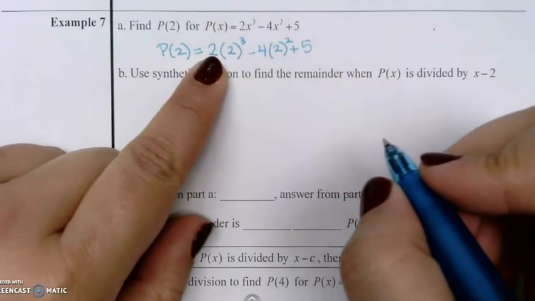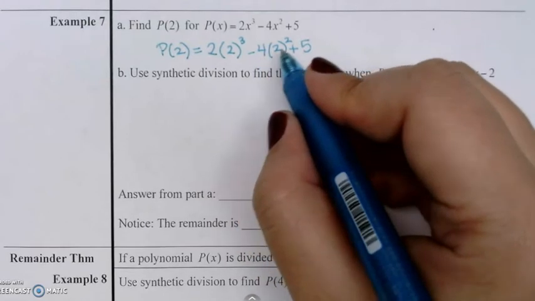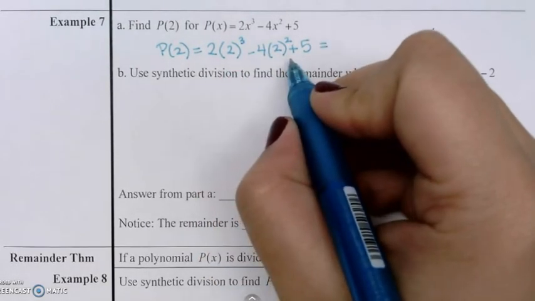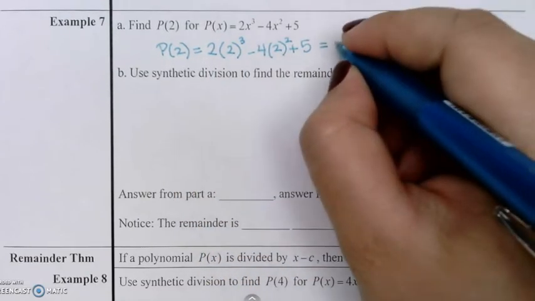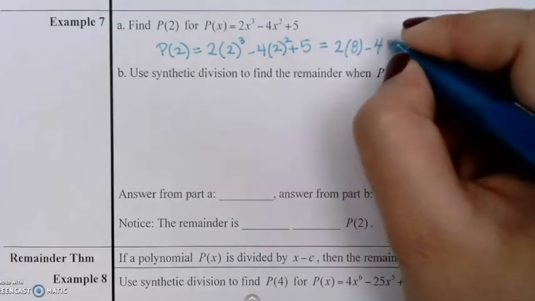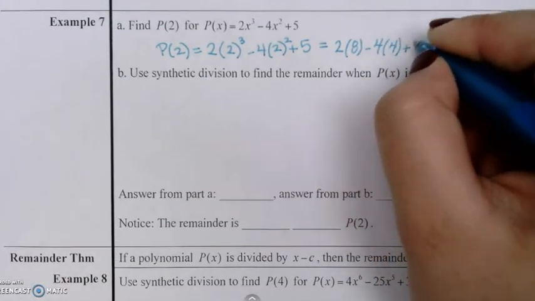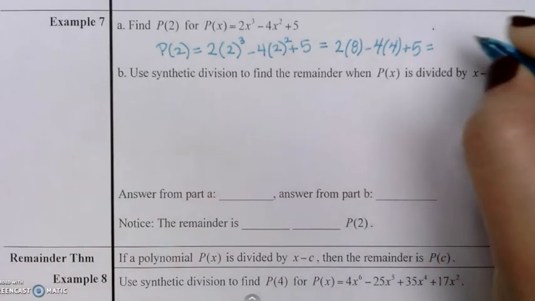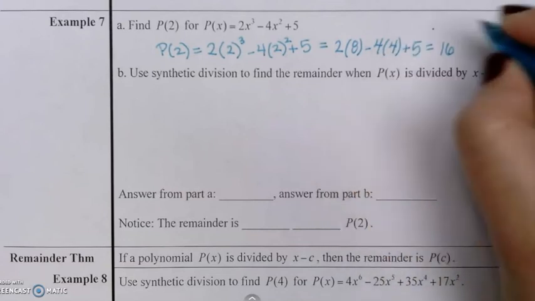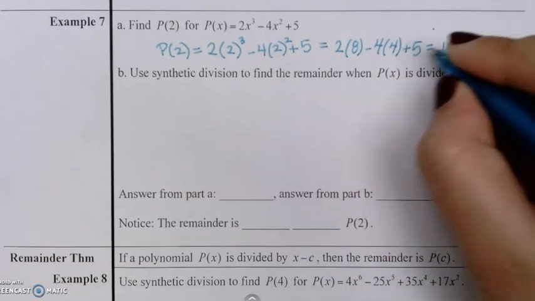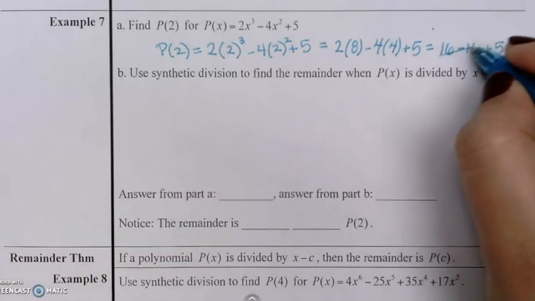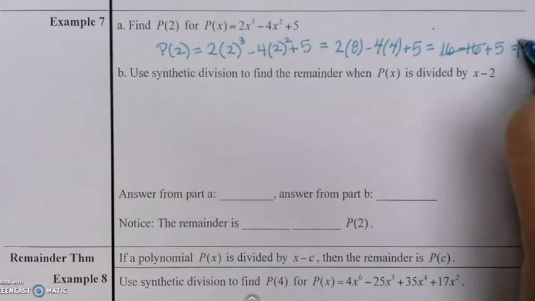So we have 2 times 2 cubed minus 4 times 2 squared plus 5. Order of operations is we do the exponents first. 2 cubed is 2 times 2 times 2, which is 8, minus 4 times 2 squared is 4, plus 5. Next, we do multiplication and division. 2 times 8 is 16. Negative 4 times 4 is minus 16, plus 5. Now with addition and subtraction, 16 minus 16 is 0, so our solution is 5.